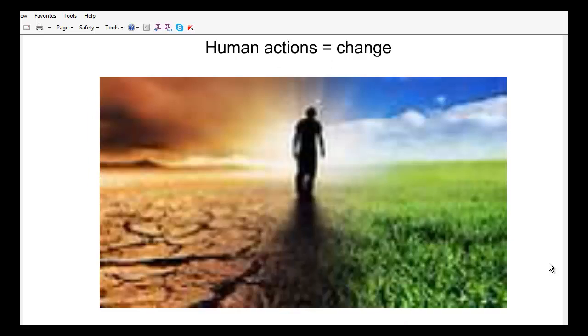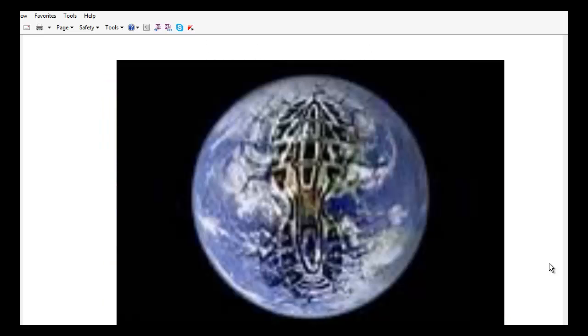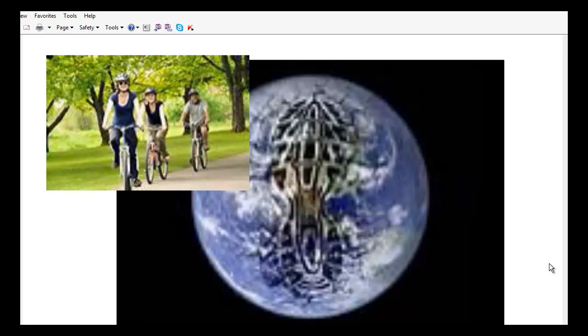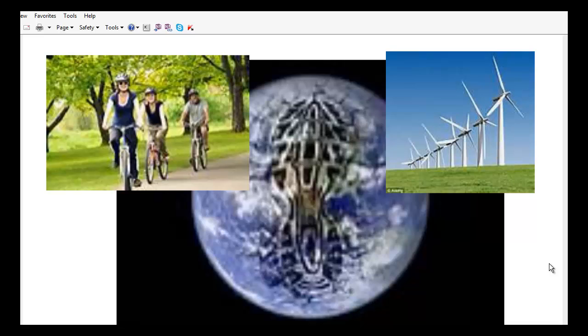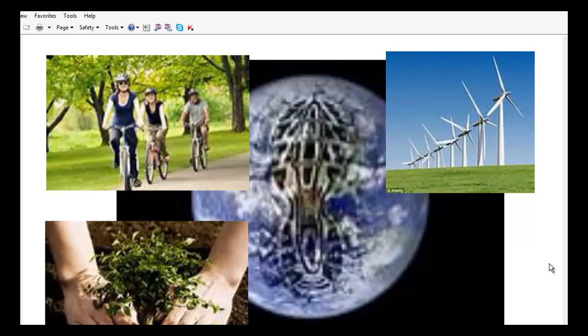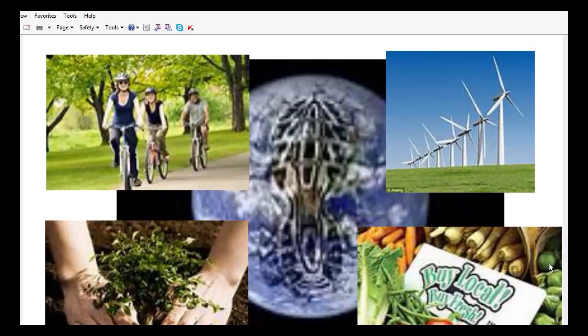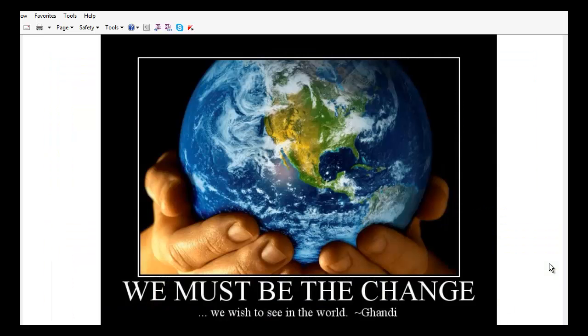And while our actions cause climate change, our actions can also bring positive change. There are many things we can do to decrease the size of our carbon footprint. Ride a bike, use renewable energy sources, plant a tree, and buy locally grown food. In the words of Gandhi, we must be the change we wish to see in the world.